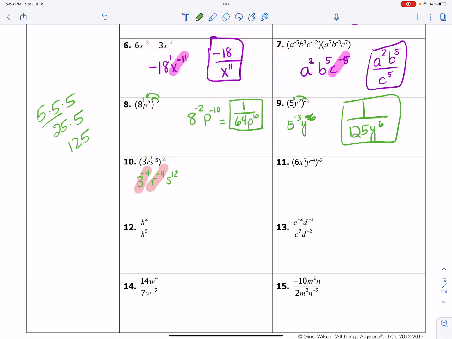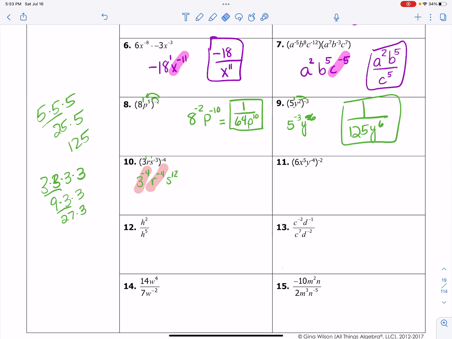Okay, so 3 to the 4th, 3 times 3 times 3 times 3. And yes, I know it's a negative 4, but I'm not really so much worried about the negative, it just tells me where to put the final answer. 3 times 3 is 9. 9 times 3 is 27. 27 times 3 is 81.